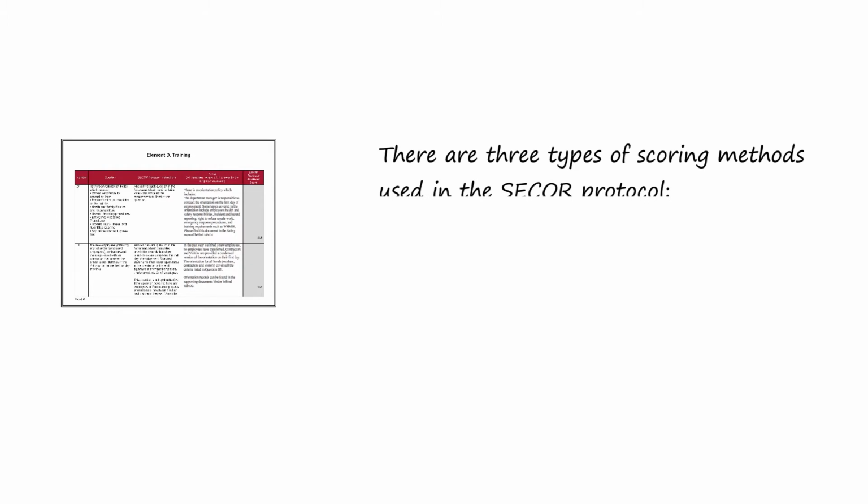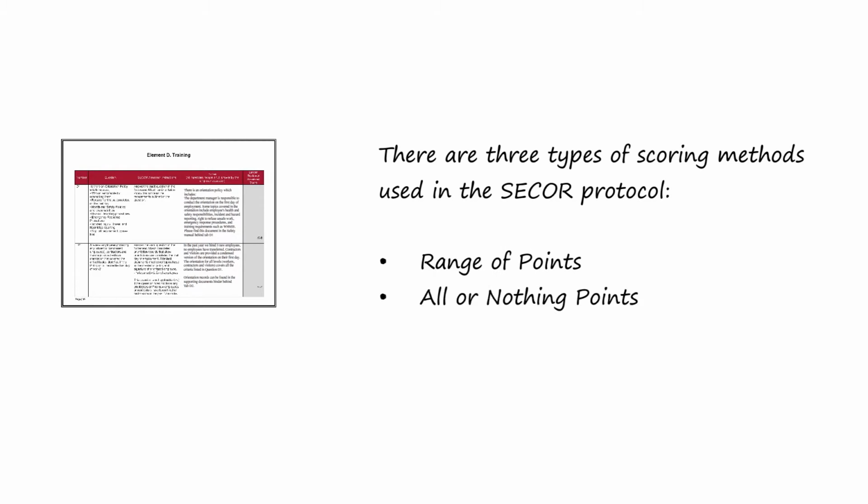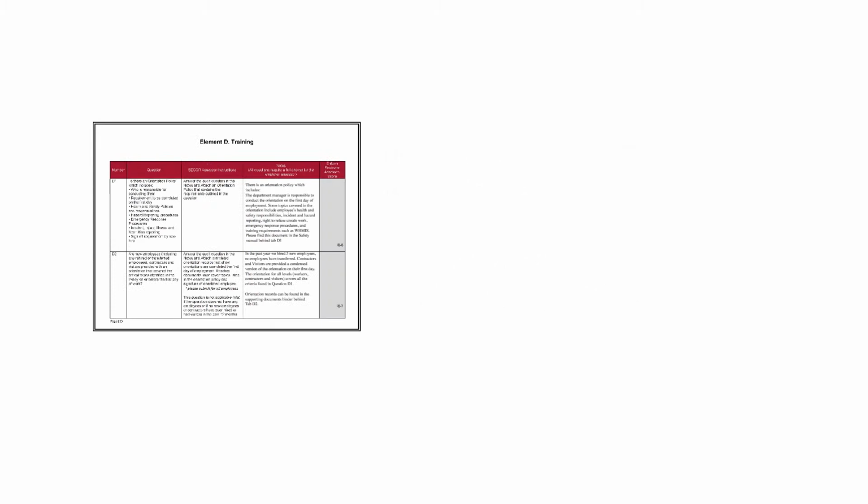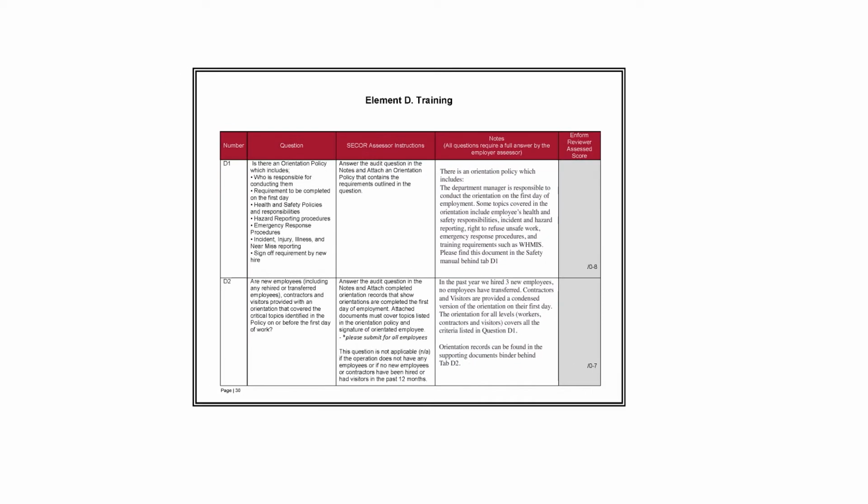Now that we've learned how to use the Assessor Instructions and write a note, let's look at how this question would be scored by an Enform reviewer. There are 3 types of scoring methods used in the SECOR protocol: a range of points, all or nothing points, or cascading points. Let's revisit our example in D1, the orientation policy.